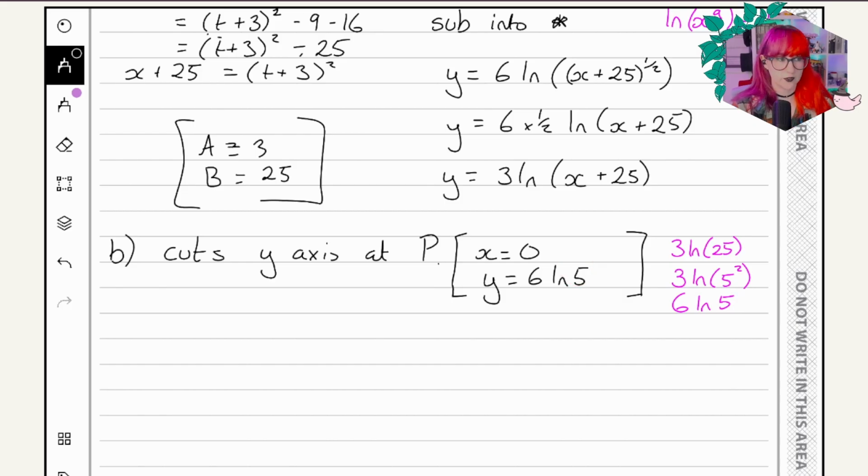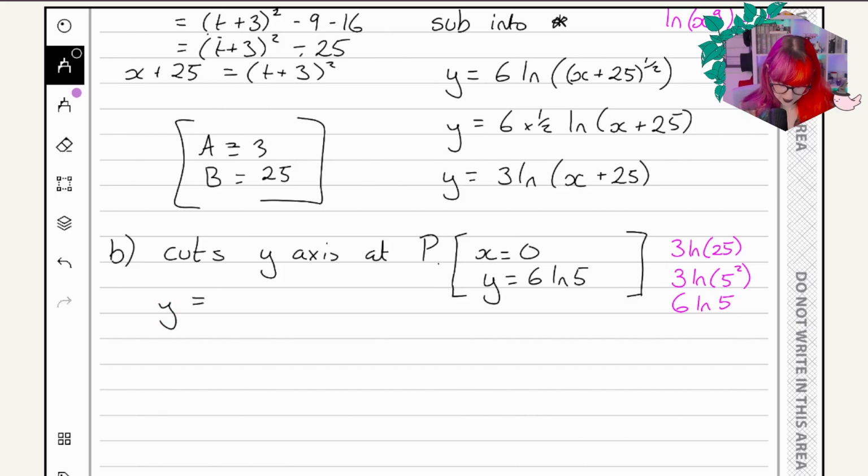Okay, so all that does, in the same way that we had before where it was x squared, is now it's 5 squared to give us 25. And then we can pull out the front, multiply through by the power that was there. So our point P coordinates are x is 0 and y is 6 ln 5. Then we want to find the tangent at that point.